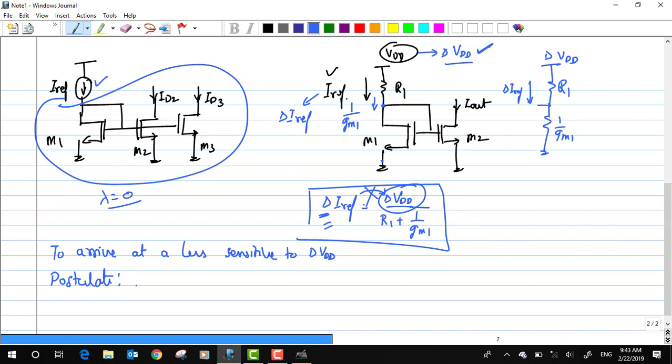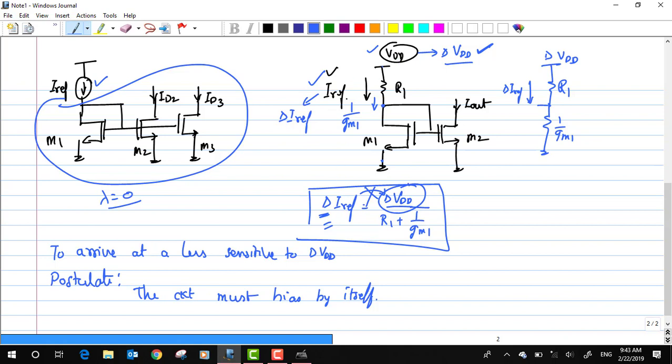The postulation is something like the circuit must bias by itself. So I'll just tell you what exactly it is. Here in this case the I reference is being derived through this VDD, or something like a potential difference across the power supply and the ground is trying to create this I reference, and that is where somehow it has been related to my VDD.